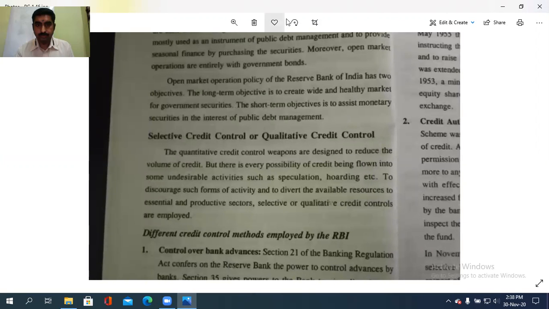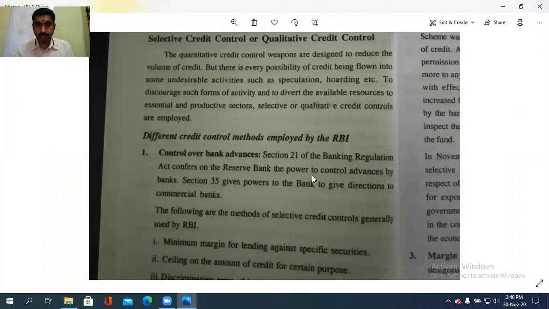So what are these? The quantitative credit control methods are designed to reduce the volume of credit. In order to reduce the volume of the credit, this quantitative level needs to be maintained. Now we are going to see the qualitative. So what are the different credit control methods, or the qualitative methods, that are to be adopted by RBI?